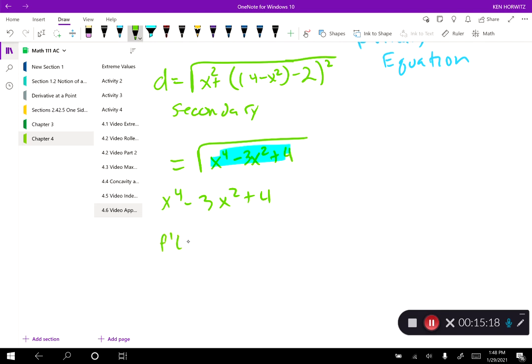So my derivative is going to be 4x cubed minus 6x, and I'm going to set that equal to 0. And I'm going to ask you to solve for the values of x. So pause the video, solve for my values of x, and then we'll check to see if our critical numbers match up.